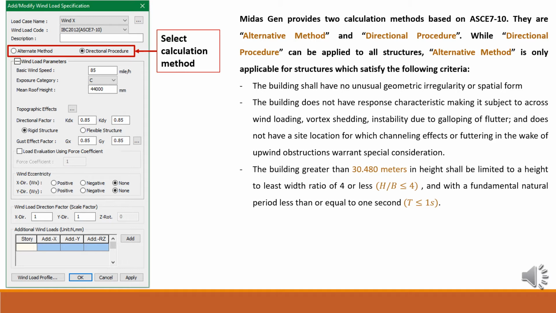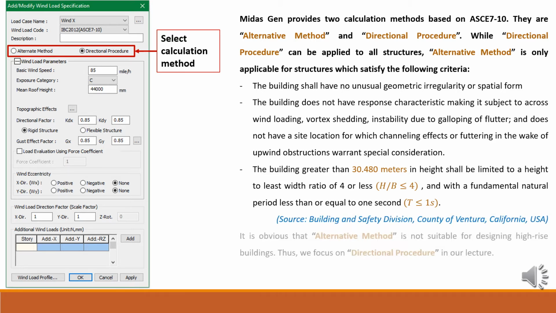A building greater than 30.48 meters in height shall be limited to a height to least width ratio of 4 or less, and a fundamental natural period less than or equal to 1 second. It is obvious that the alternative method is not suitable for designing high-rise buildings. Thus, we focus on the directional procedure in our lecture.